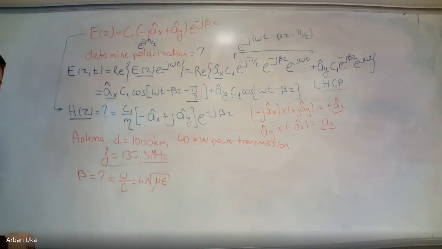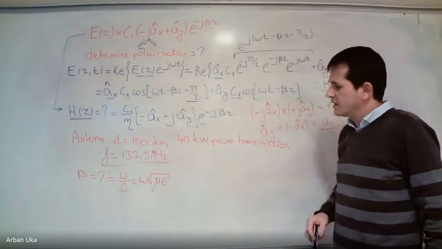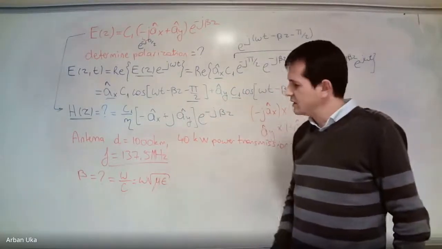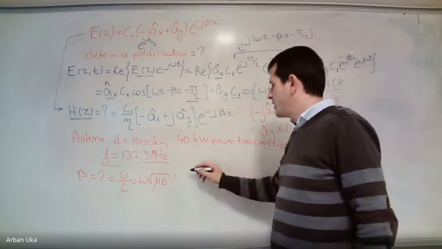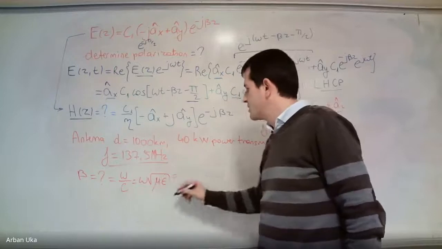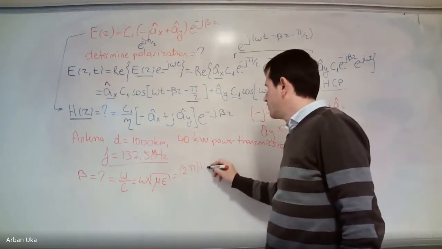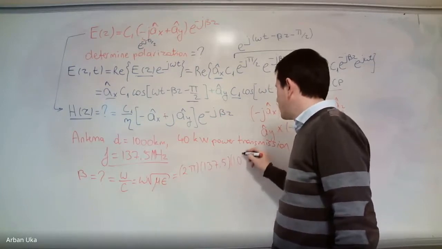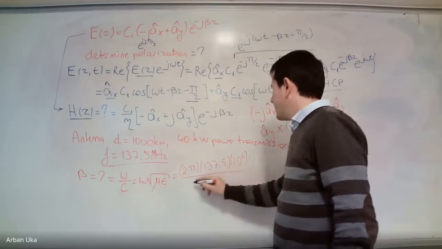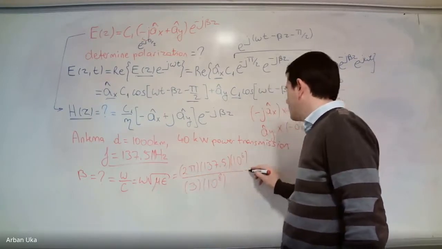These two are exactly the same expressions, so not much is changing. We haven't said anything about the relative permittivity or relative permeability, so we keep them like this. And then what would be omega? Omega at this time, so we know that this is 1 over c. This would be 2 pi f, where the frequency is 137.5 times 10 to the power 6 divided by 3 times 10 to the power 8.